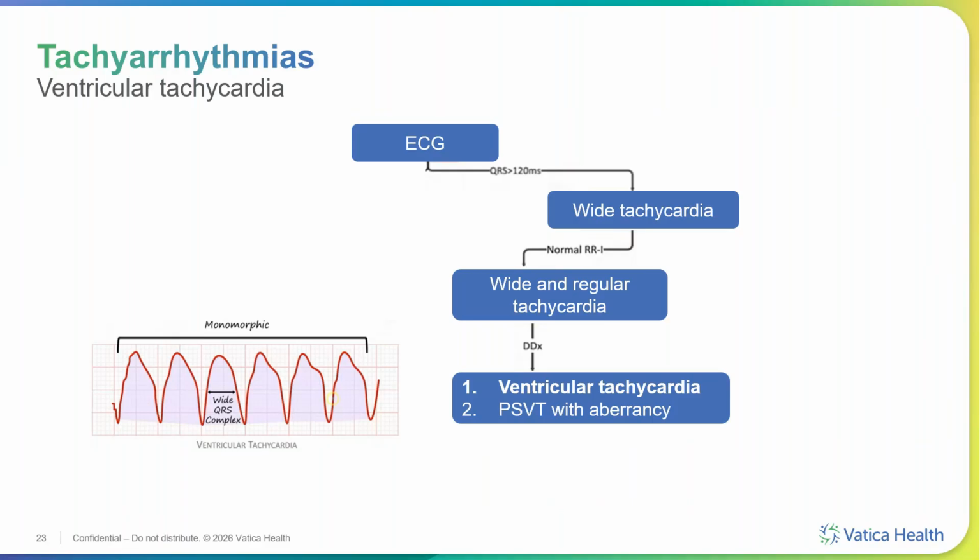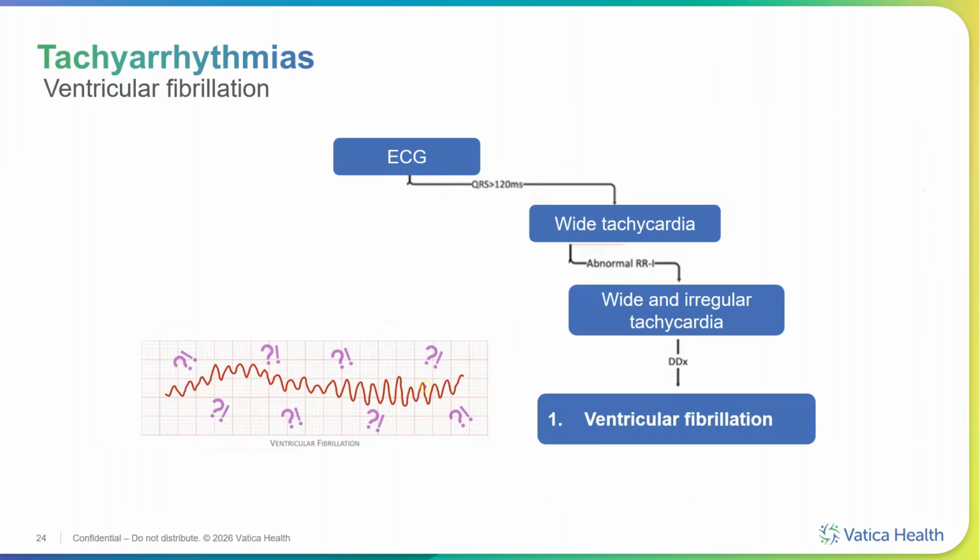There is the possibility of a PSVT with aberrancy. And what that means is that the patient has PSVT, which is normally a narrow regular tachycardia, but they also have a bundle branch block, which makes the rhythm look wide and regular. Now, if the R to R interval is irregular and a wide tachycardia, then we're thinking about ventricular fibrillation. This is wide, irregular, erratic, and it's very scary when you see it.